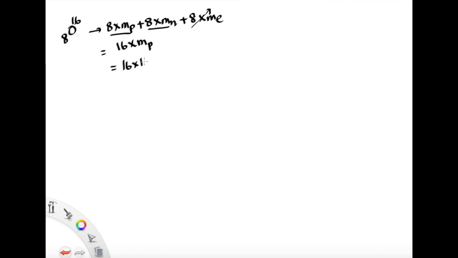Let us consider some more examples. Oxygen has an atomic number of 8, mass number of 16. So its mass is 8 into mass of a proton plus 8 into mass of a neutron plus 8 into mass of an electron. Mass of a proton and neutron are the same thing, so ultimately it comes out to be 16 into mass of a proton. And the mass of an electron can be ignored because it is negligible compared to mass of a proton. So mass of an oxygen atom is 16 into 1.67 into 10 to the minus 24 grams.